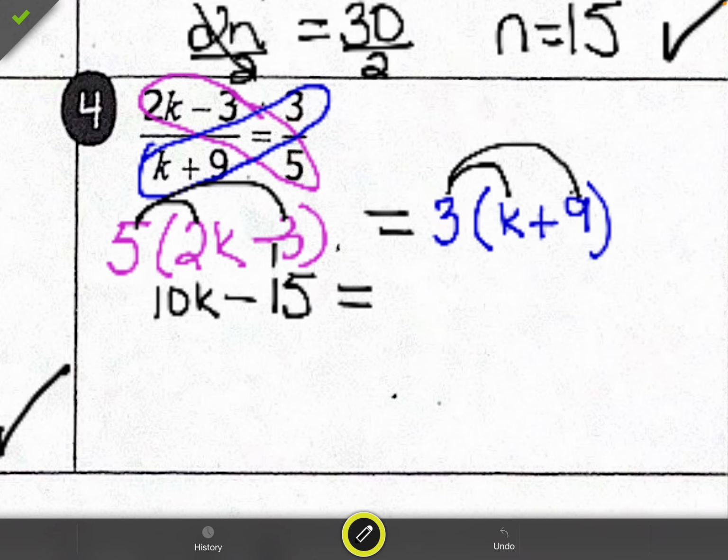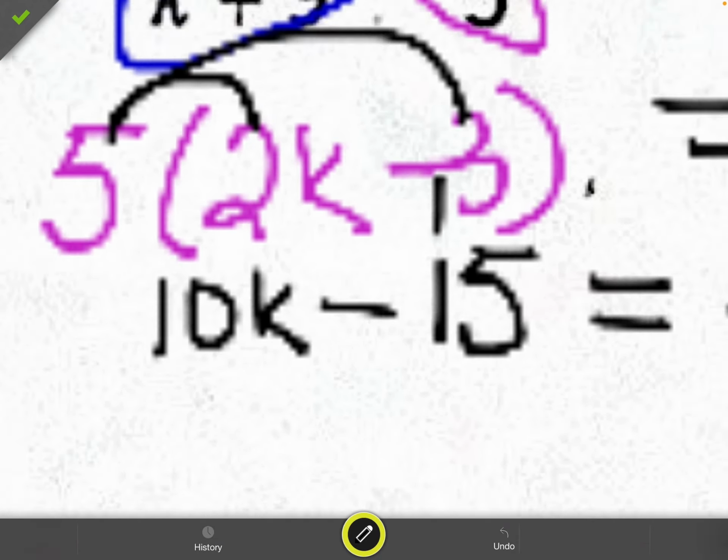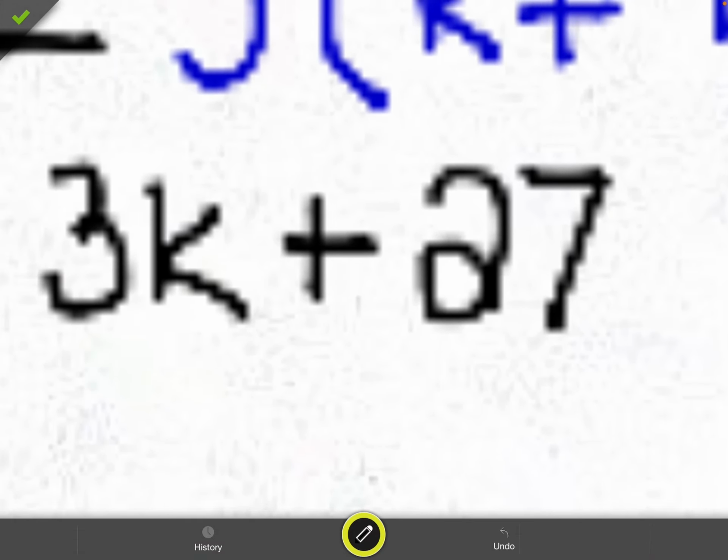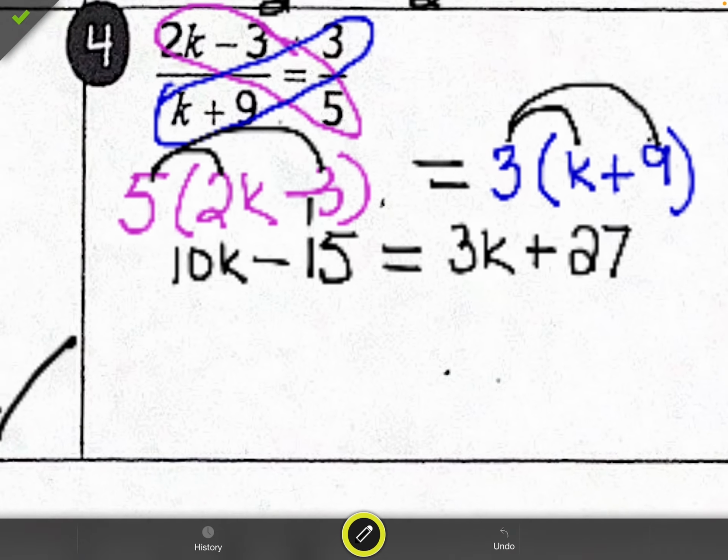Now I have to distribute over here. 3 times k. Bring your plus. 3 times 9. So again, following the rules that we gave you for solving equations, don't call. Can we combine any like terms? 10k minus 15, nope. 3k plus 27, no. Okay, so no combining.